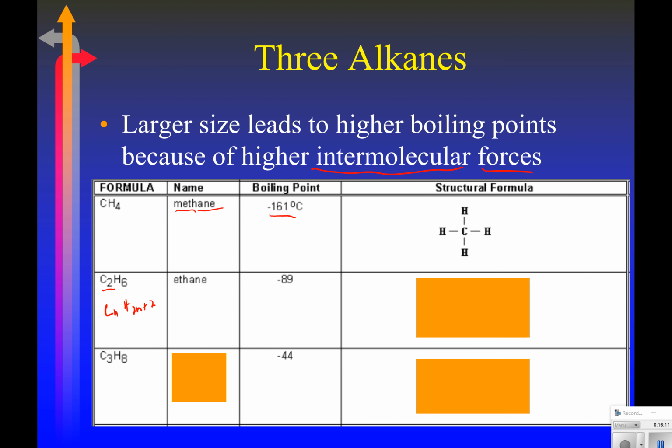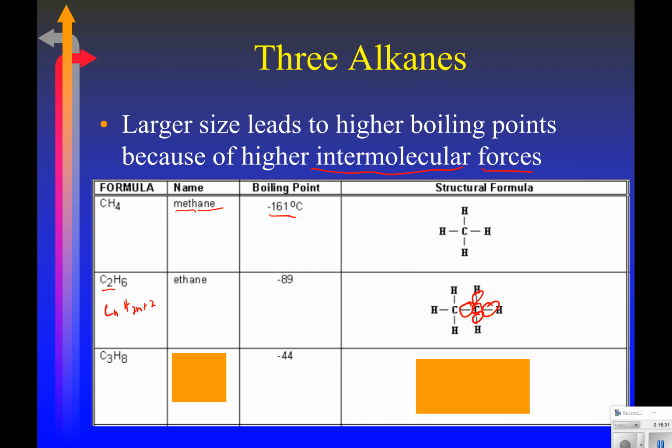Alkanes only have single bonds between the carbons, and we have two carbons, and then we make the remaining bonds with hydrogen. So if we look at a carbon here, it always needs to have four bonds. We have 1, 2, 3, 4. We always want to make sure that that is set up that way.